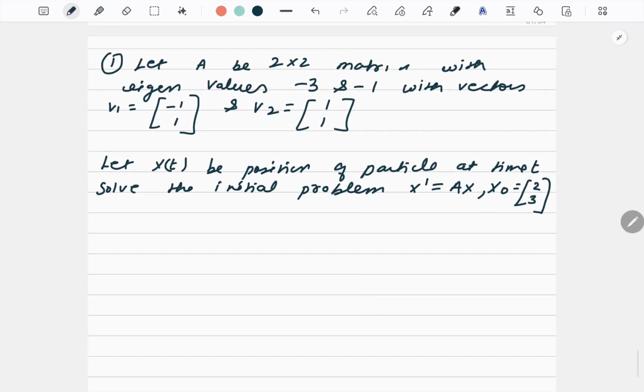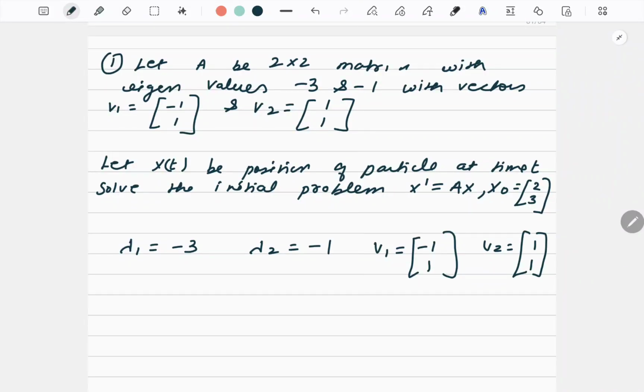Let A be a 2 cross 2 matrix with eigenvalues -3 and -1, meaning lambda 1 is equal to -3 and lambda 2 is equal to -1. And V1 is equal to (-1, 1) and V2 is equal to (1, 1). This is given. Now, x(t) is the position of a particle at time t. Solve the initial value problem x dash is equal to Ax, where x0 is equal to (2, 3). This is given. Now I need to find out capital x(t), that is my position.